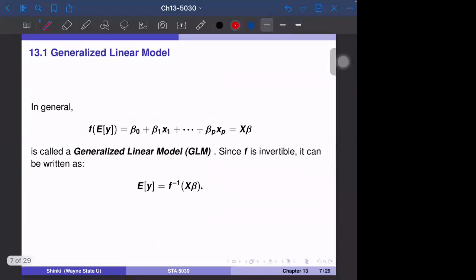So in general, we can write f of the expectation of y equal to the linear combination of 1 to xp. We can denote this as x beta. Here x is, maybe I should say x transpose, or x is this vector, and beta is beta 0, sorry, beta 0 up to beta p.